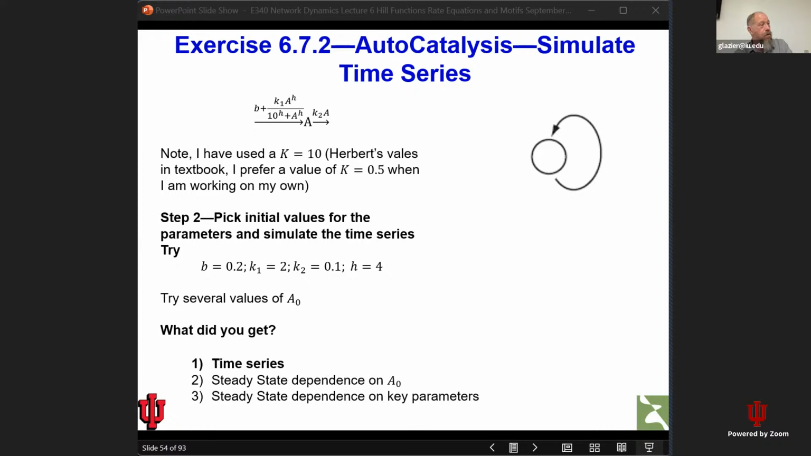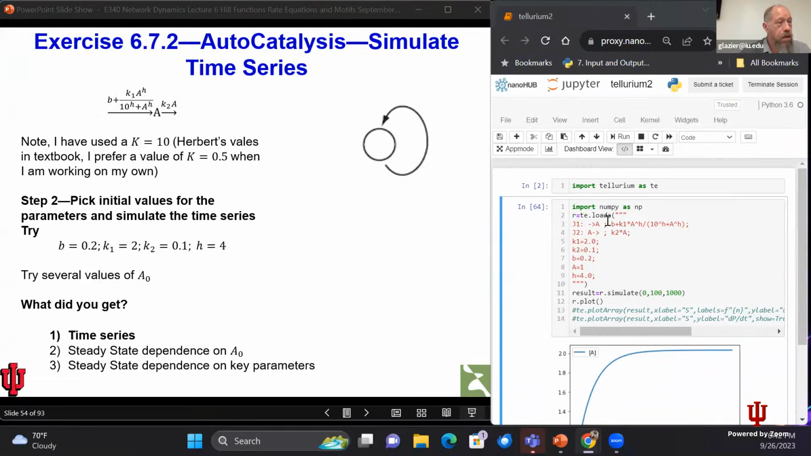Okay, if you've got that working, write a little parameter scan where you change the initial value of A and plot the values on top of each other. This is not a hard thing to write, I hope, at this point.